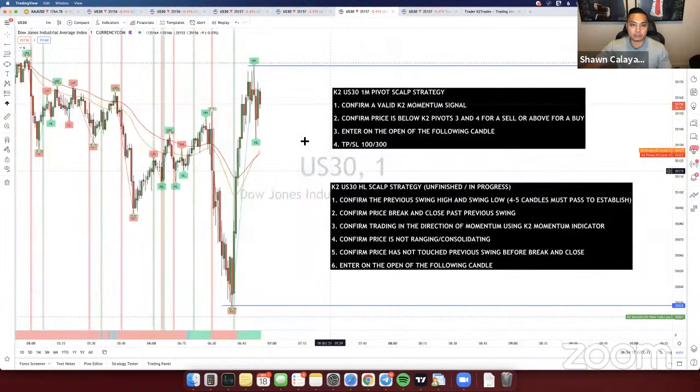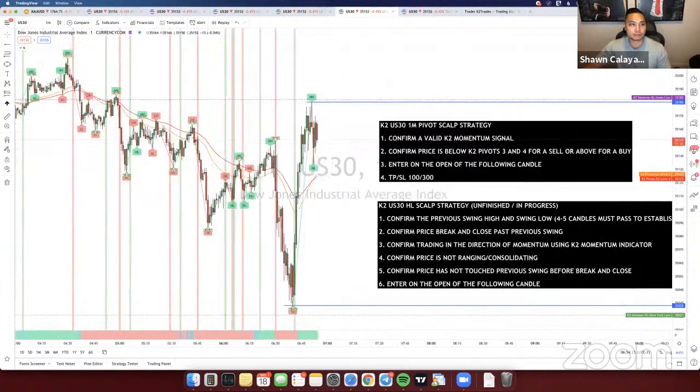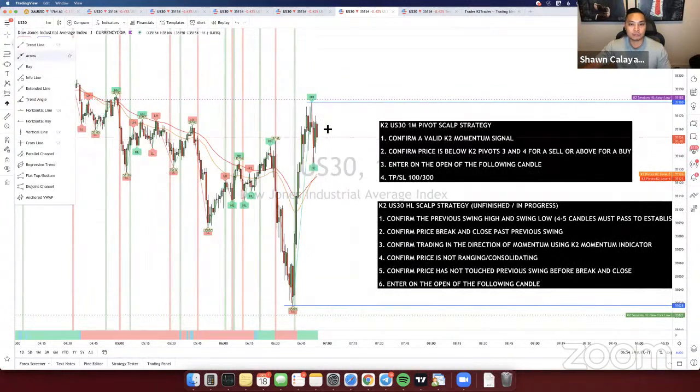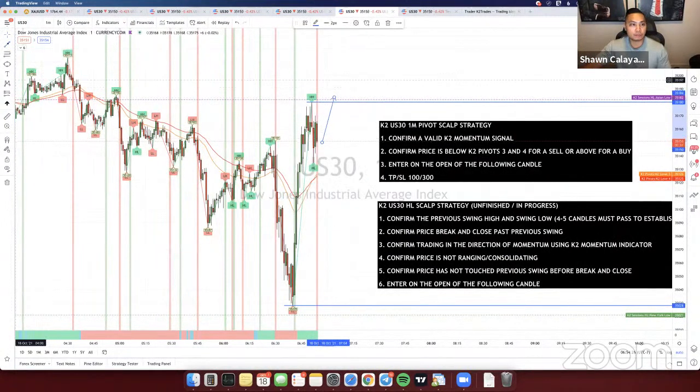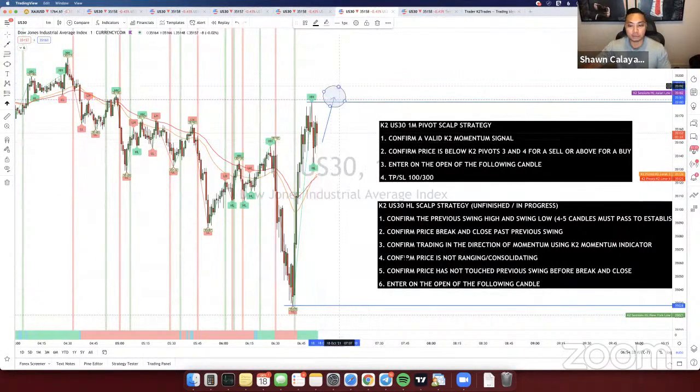Okay, guys, so this is what I'm going to be looking for myself personally. If I'm applying the high-low strategy right here, I'm looking for price to swing above here. And then if it closes above these lines right here, then I'll be going for a buy. So I'm just giving you guys my thought process right now, what I'm looking for personally. Obviously, everyone's looking for different things here.